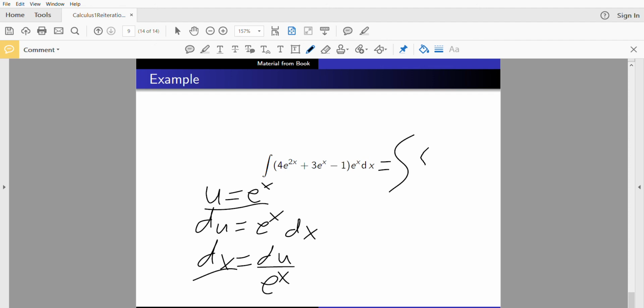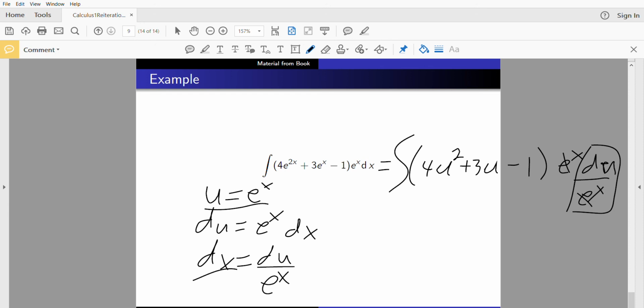So what I get is the antiderivative is going to be 4 e to the 2x, which is like e to the x squared. So what I get there is actually u squared plus 3u minus 1. And then I'm going to leave that e to the x du over e to the x. So I replace my dx and I replace my du. You'll notice that e to the x cancels that e to the x, and so now I'm left with just something I can take the antiderivative of. So it's 4u to the third plus 3u minus 1 du.